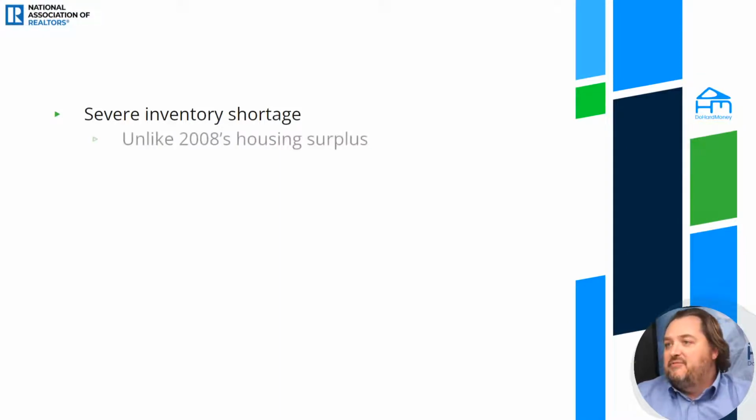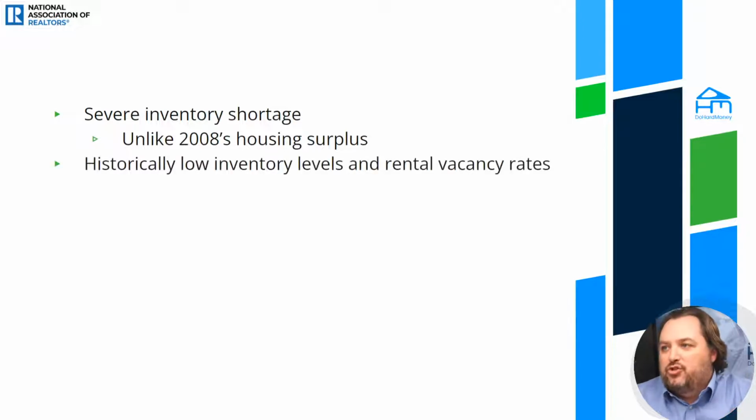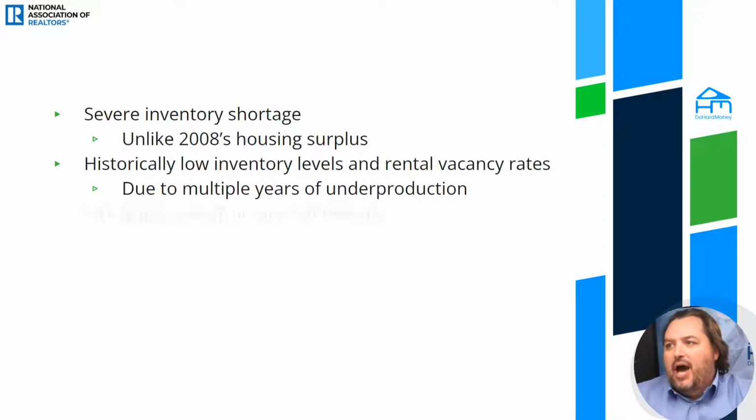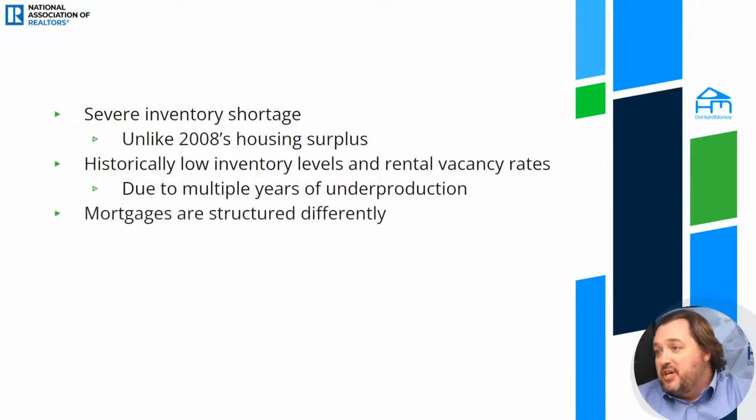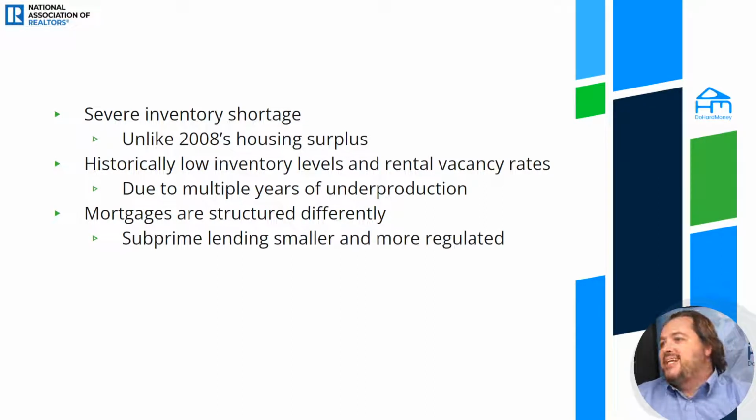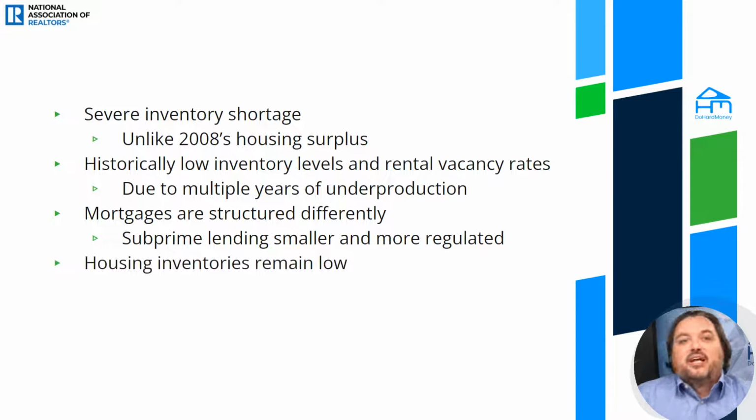We have inventory shortages compared to where we were in 2008, where we had overbuilding happening, and we do not have that now. We also have really low vacancy rates for rental properties, which is another thing. And then mortgages are simply structured differently than they were. Subprime lending is regulated now, which in 2008 wasn't regulated at all. They used to call them liar loans.